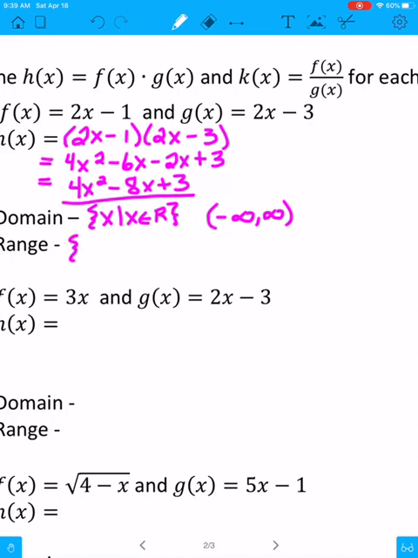So my range is going to be y such that y is greater than or equal to negative 1, because the whole graph is above that, y ∈ ℝ. So I can literally just plug the equation I found into my calculator and get its domain and range that way.